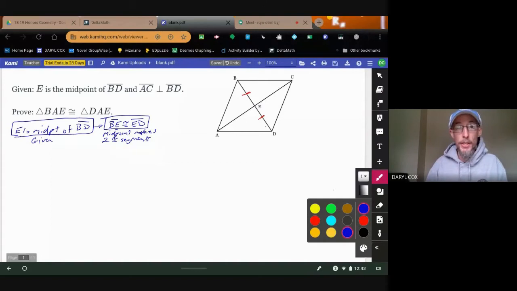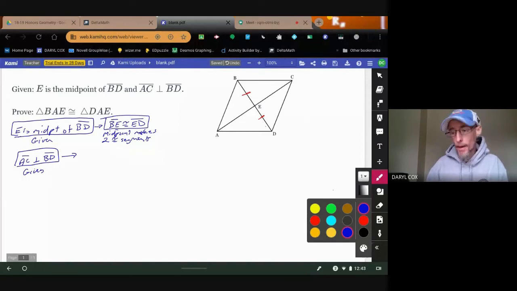Now that gives me one set of congruencies. So now I go back to my given for more. AC perpendicular to BD. That also was given to me. What do I know about that? What does that tell me? Well, that tells me perpendicular lines give me right angles. So I get a couple right angles.